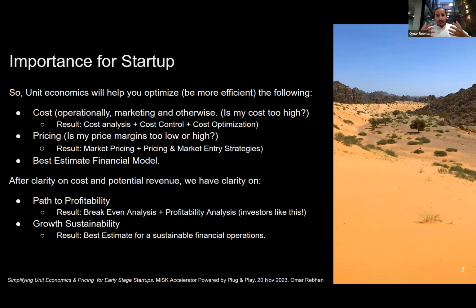So if you have clarity on all of that, you've done all of these great analyses, what happens with that clarity is you have clarity on cost and potential revenue. And then you have clarity on path to profitability. So the core importance of unit economics is optimization of cost. It starts with operational efficiency. It starts with marketing, let's say strategies, but then at the end of the day, it's cost optimization that leads to path to profitability.